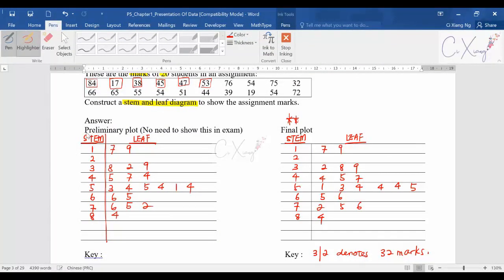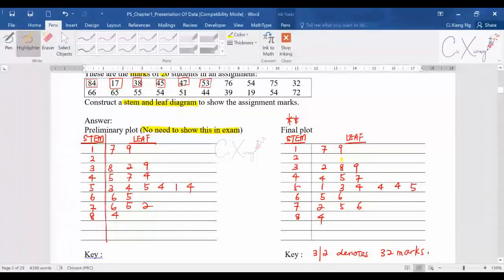Okay, so this is the preliminary plot. Actually this graph does not need to be shown in the exam. I just want to show you the process, alright? So this is how you actually do it. In the exam, you just need to show the final plot here. Okay, I don't think it is hard, right?